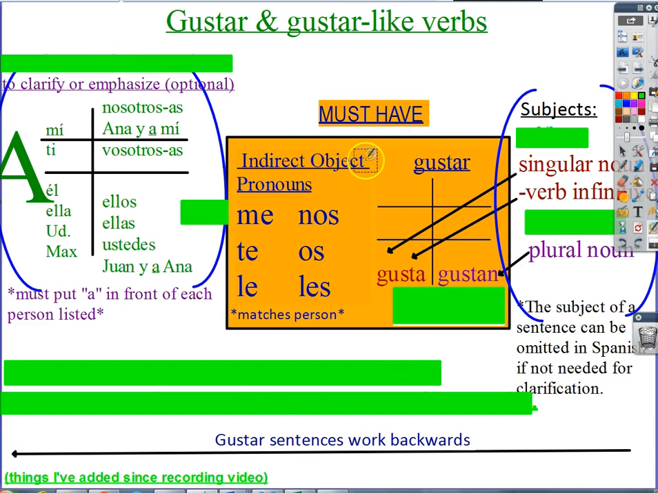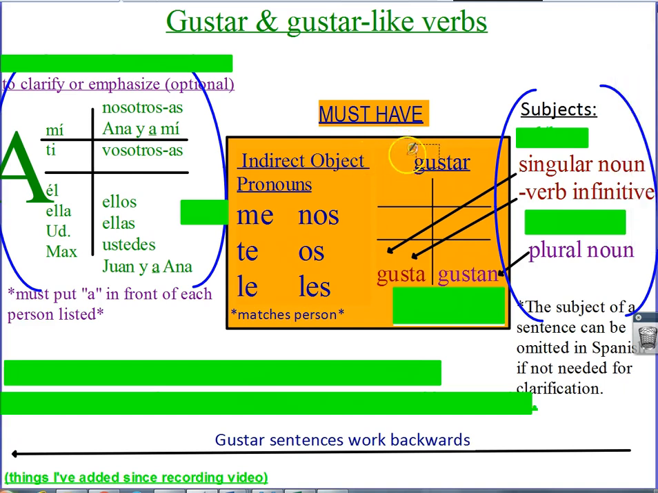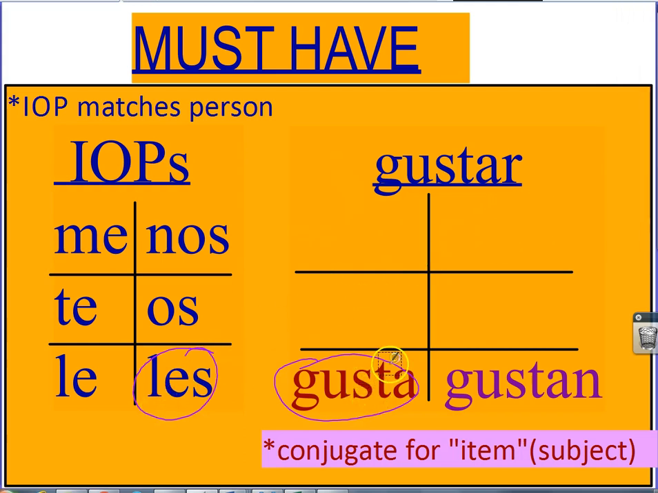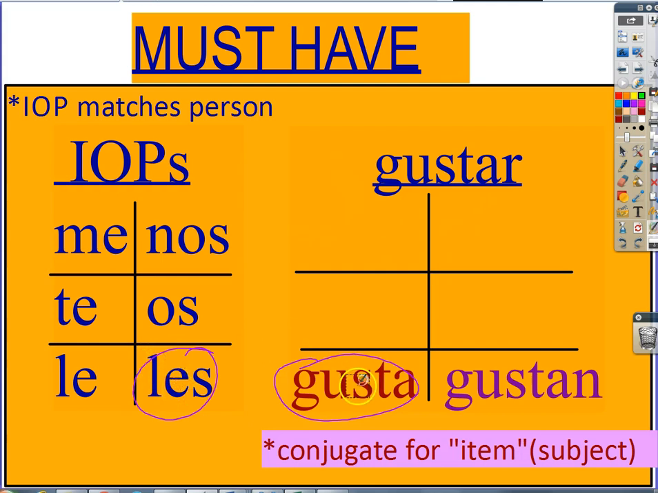In order to have a complete Gustar sentence, or a sentence that uses a verb that works like Gustar, you have to have an indirect object pronoun that matches the person, and you have to have either gusta or gustan. So you might have a complete sentence with just two words, les gusta. And what would that mean? Well, you have to look at the verb to see who the subject or what the subject is. If it's gusta, your subject is he, she, it, or you formal. So it is pleasing to them, or you guys. That is what the sentence les gusta would mean.